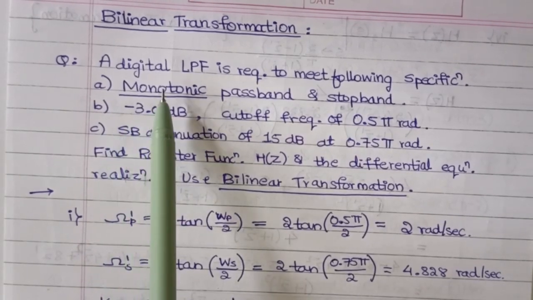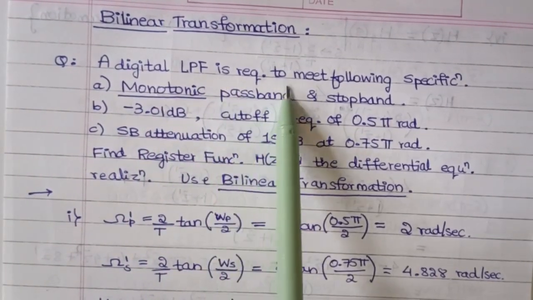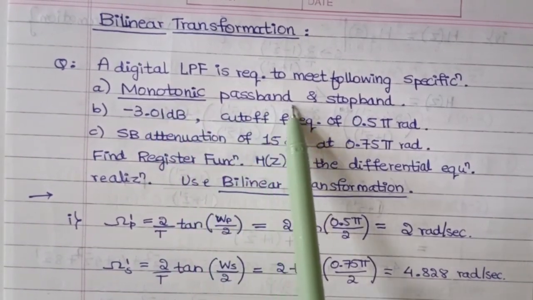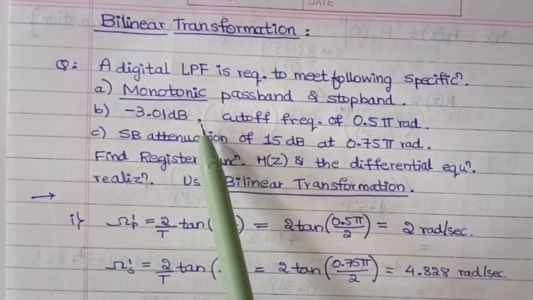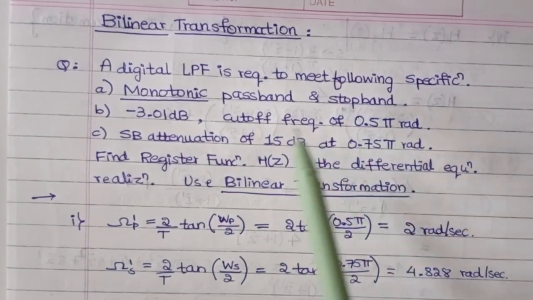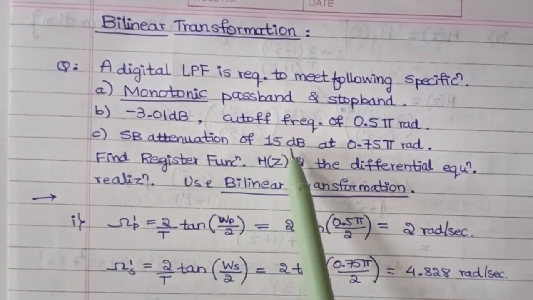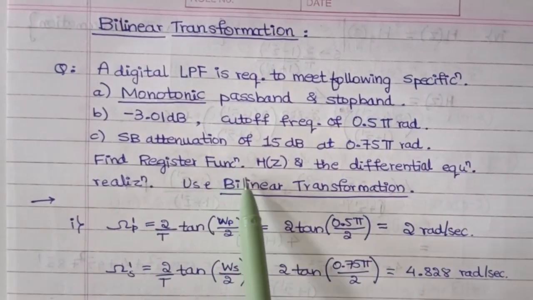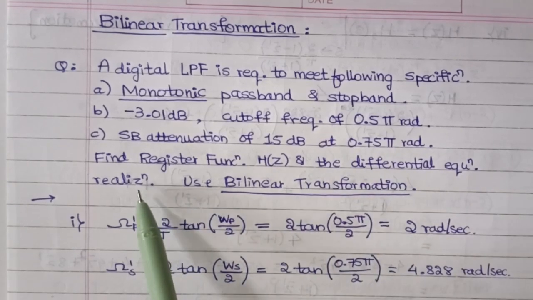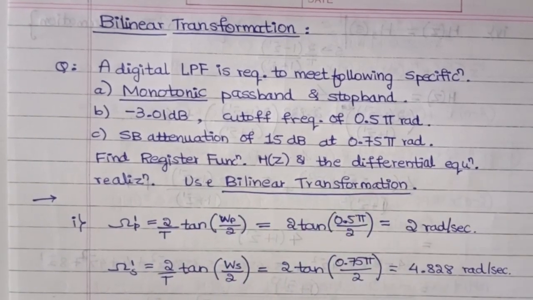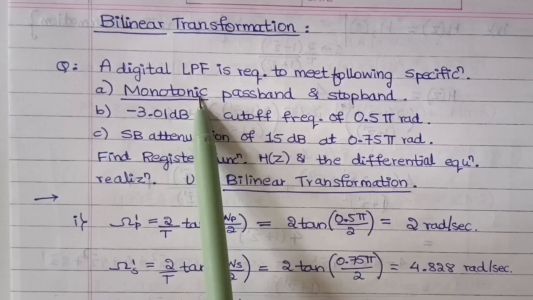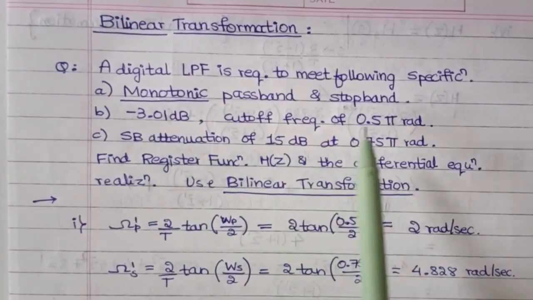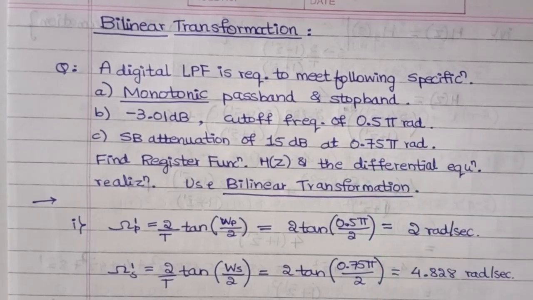The numerical given is: design a low pass filter that is required to meet the following specification, which has monotonic passband and stopband, minus 3.01 dB cutoff frequency of 0.5 pi radian, stopband attenuation of 15 dB at 0.75 pi radians. Find the system function H(z) and the difference equation realization. Use bilinear transformation. When we see the term monotonic, it is a Butterworth filter. This is Kp, this is Ks, this is omega p and omega s.